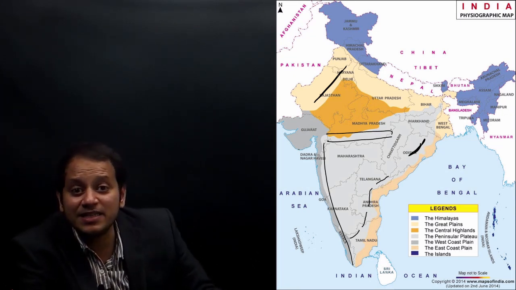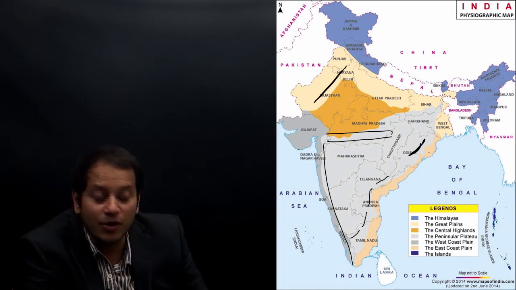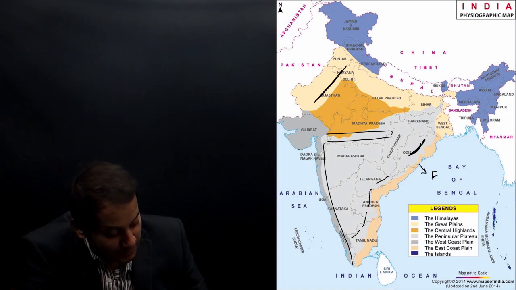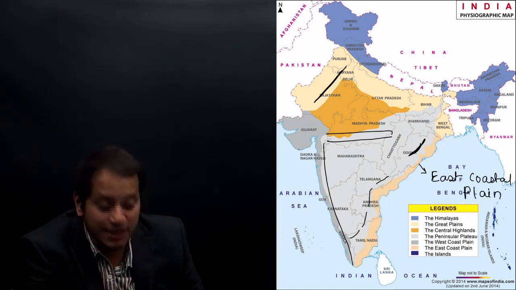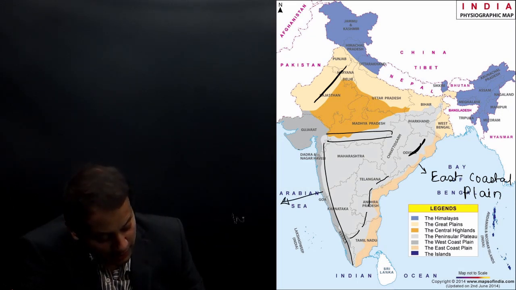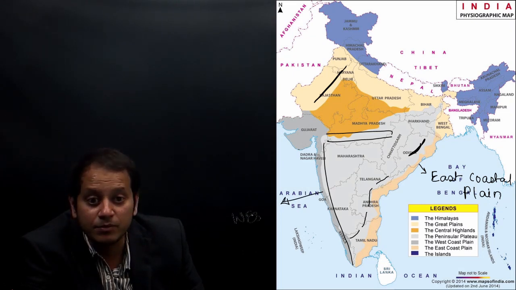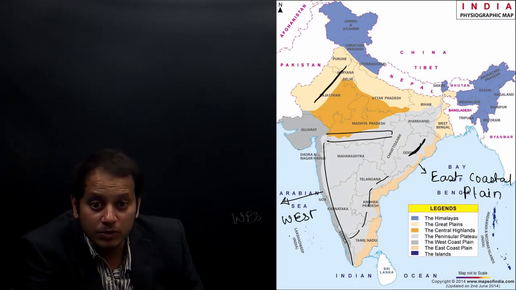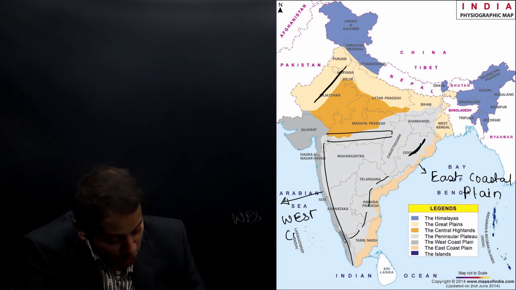So on the eastern side of India, can you see this orange color shaded region? It is the east coastal plain of India. While on the western side, you have here the greenish color, a marshy green color, what is known as the west coastal plain of India.